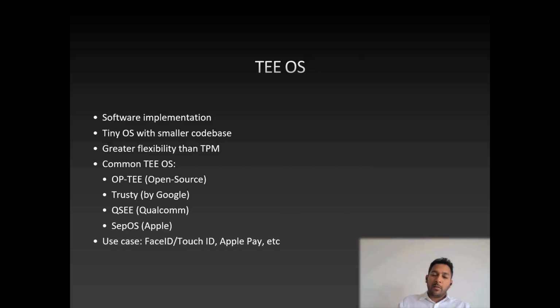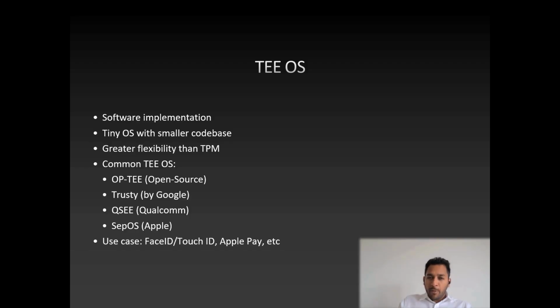And TEE. So we talked about hardware, but you need some kind of software to take advantage of that. So in order to make it functional, you need some kind of software that runs above the trusted hardware layer in order for us to make use of it. So that's where TEOS comes into the picture. This is a very tiny OS with a smaller code base. That's intentional because a smaller code base means less attack surface, easily predictable, and less vulnerability.